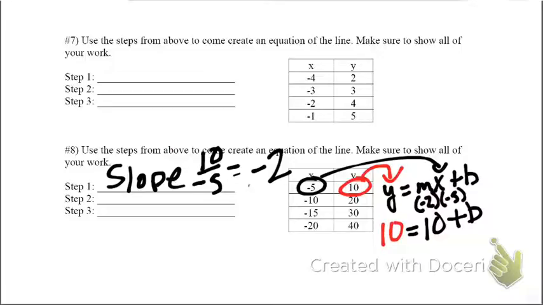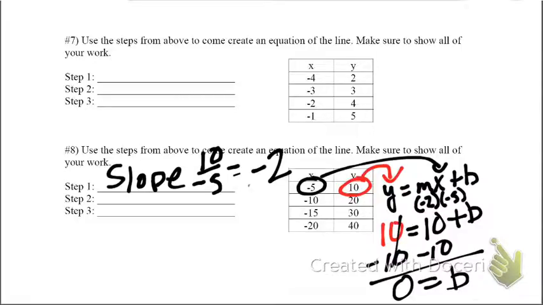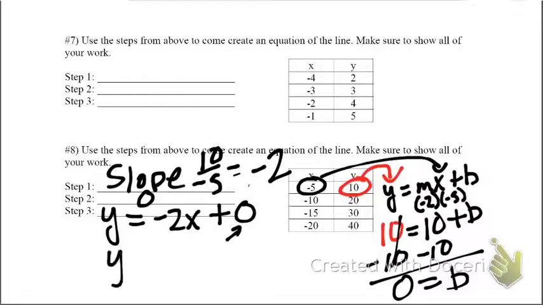Okay, so now I've got an equation to solve. To cancel out that 10 that's over there with the b, I'm going to subtract 10 from both sides, which means that 0 is equal to b. So b is 0. So my equation is y equals negative 2x plus 0. But whenever we have a y-intercept of 0, we don't bother to write it. So we're just going to leave this as y equals negative 2x.